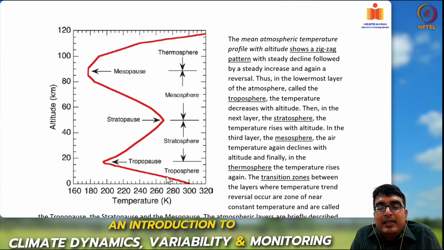And each of these zones where the temperature is increasing or decreasing with altitude can be separated into individual atmospheric layers, which were described as the troposphere, which is the lowest and the densest of the atmospheric layers, followed by the stratosphere, followed by the mesosphere, then finally followed by the thermosphere.